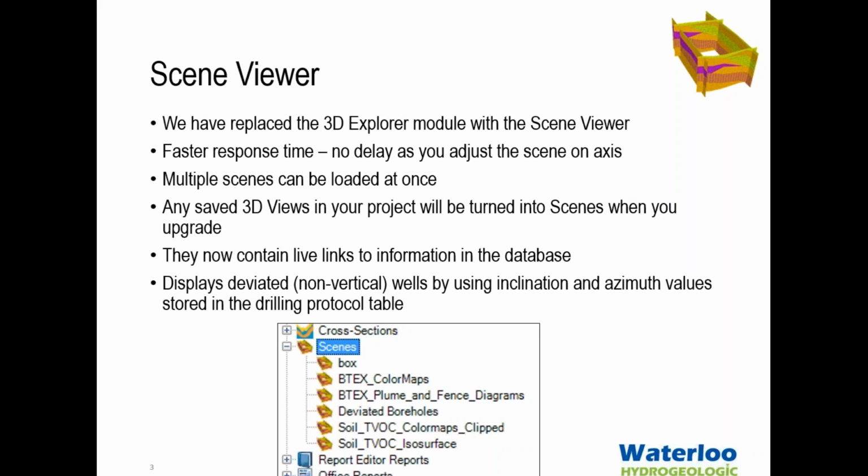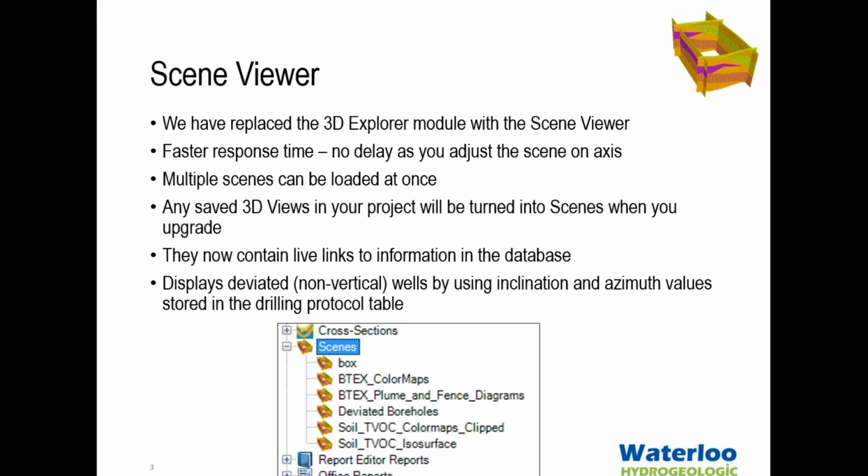The other thing is the Scene Viewer opens up as a tab within HGA, and you can actually have multiple scenes loaded at once. So you can be looking at different parts, different objects of your project at the same time within multiple scenes. Any saved 3D views that you had in your project previously are going to be turned into scenes when you upgrade to 2016.1.